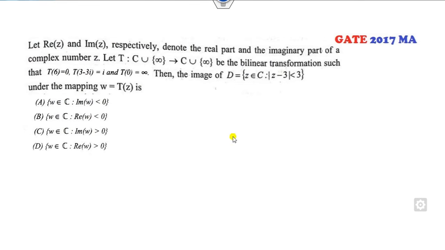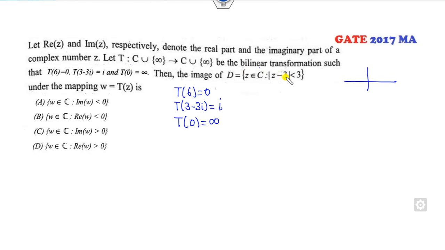Look at this another one. What is given to you? R, E, real and imaginary parts here. T is the bilinear mapping such that T of 6 is 0, T of 3 minus 3 iota is given here, and T of 0 is infinity. And the image of this. Very simple.